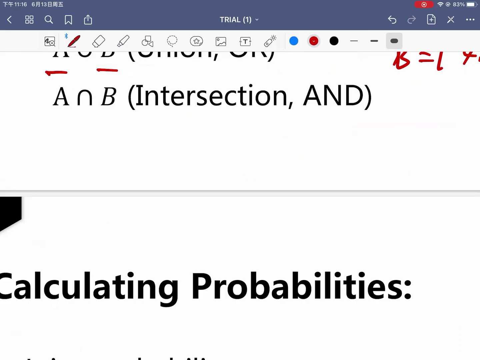Okay. So for the intersection, what we want to emphasize here is that the set of A and B must be all the elements that are in both A and B. In other words, you can't put numbers that are only in one of A or B. It must be in both sets.